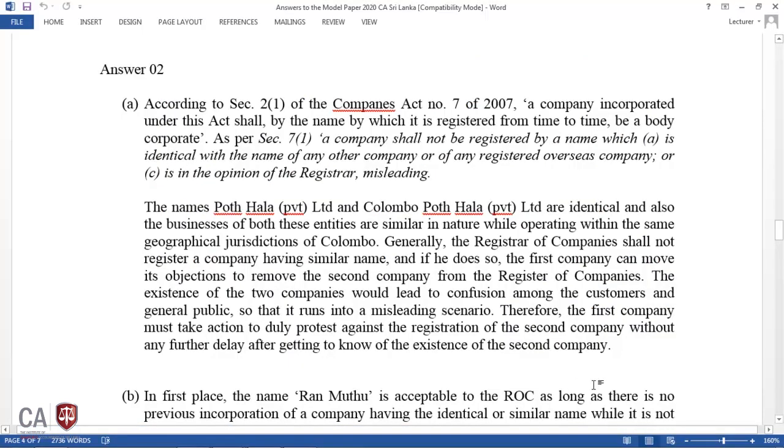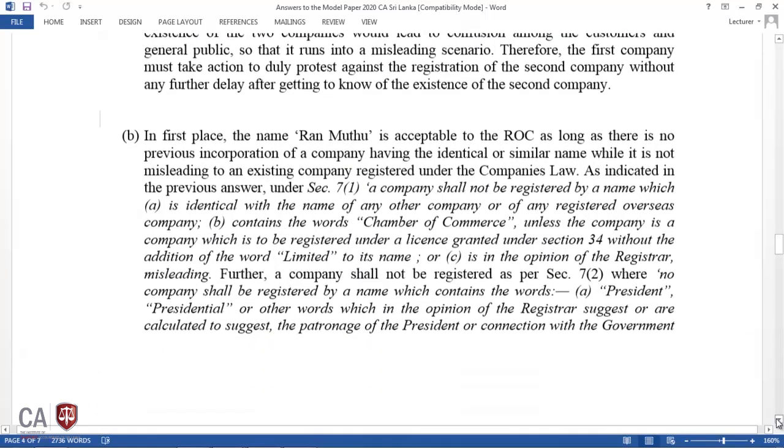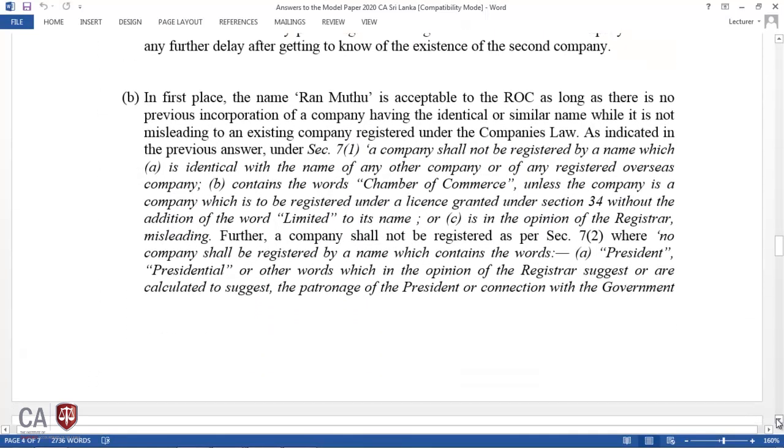Right. But I have in fact illustrated very lengthily, which either you can take or you can only do the latter part as I mentioned. Now, what I have told is, in the first place, the name Ranmuthu is acceptable to the ROC as long as there is no previous incorporation of a company having the identical or similar name, while it is not misleading to an existing company registered under the Companies Act. Since we have restated that in the first answer, you may not need to revisit that.